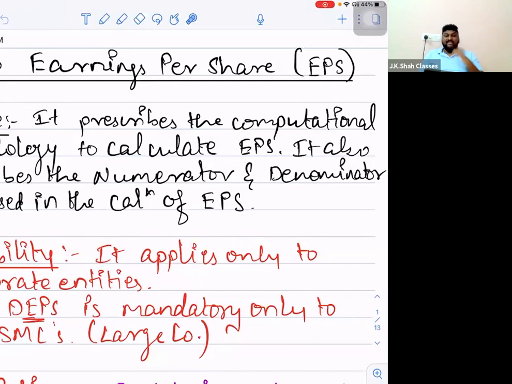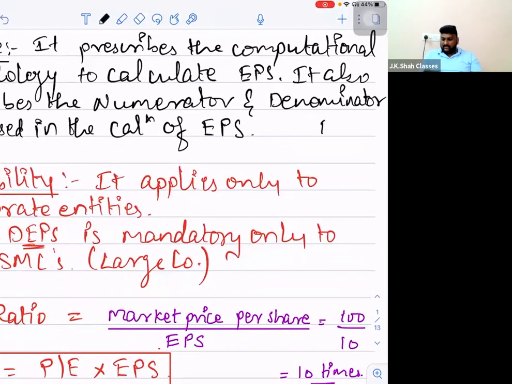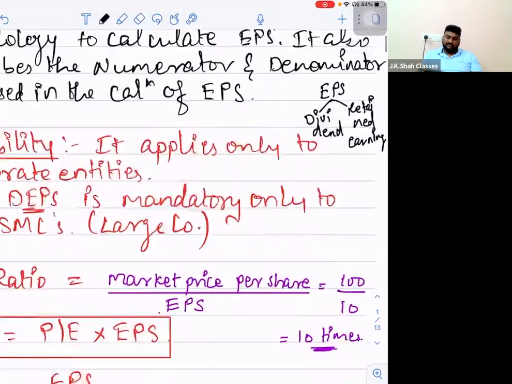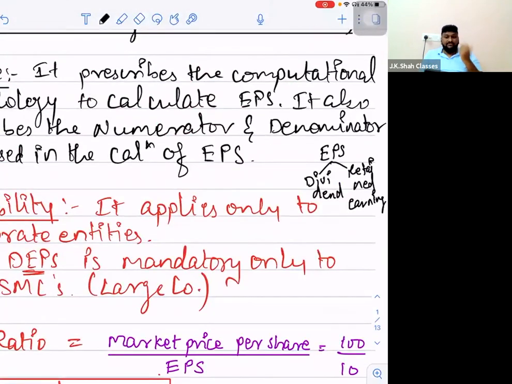Means if I say that my EPS is 20 rupees, earnings per share is 20. So out of that 20, the company will give you dividends and the balance will be transferred to reserves. That is called retained earnings. So your EPS is divided into two parts. If you want, I'll just put it up over here. EPS will have two parts: dividend and retained earnings. So if a company has an EPS of 15 rupees, it can distribute 8 rupees as dividend and keep the balance 7 rupees as retained earnings for the future.